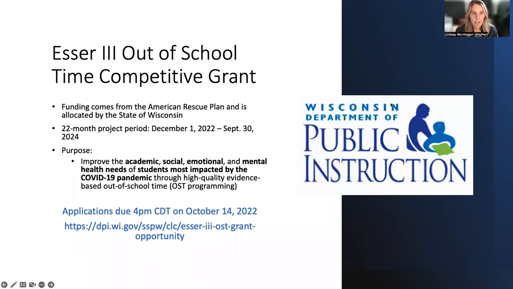Quick reminder about the ESSER III out of school time grant opportunity. The funding for that grant comes from the American Rescue Plan, a federal plan, and has been allocated by the state of Wisconsin. The project period for implementation for this grant is nearly 2 years long, December 1st of this year through September 30th of 2024. The purpose of this grant is to improve the academic, social, emotional, and mental health needs of students most impacted by the COVID-19 pandemic through high-quality, evidence-based, out-of-school time programming.